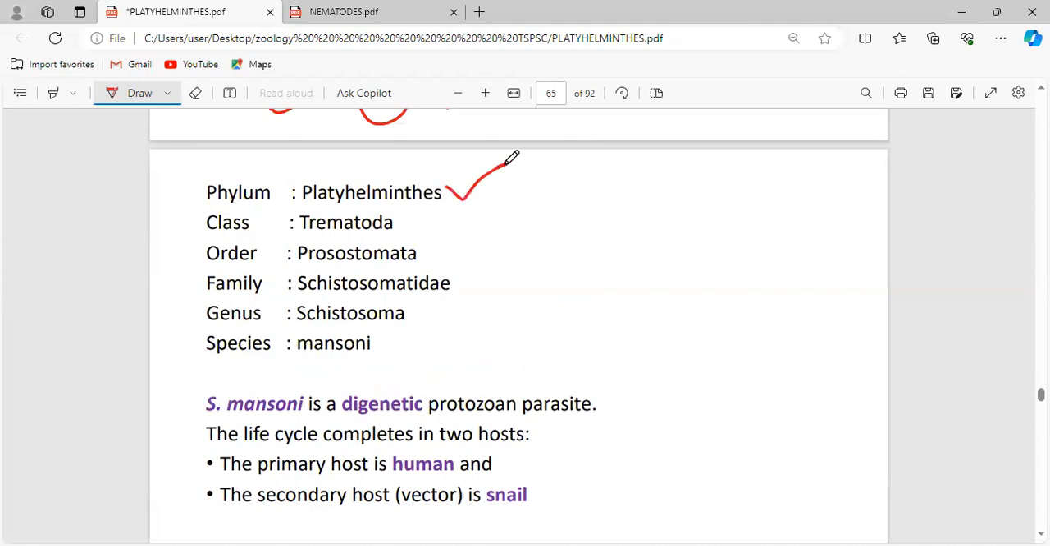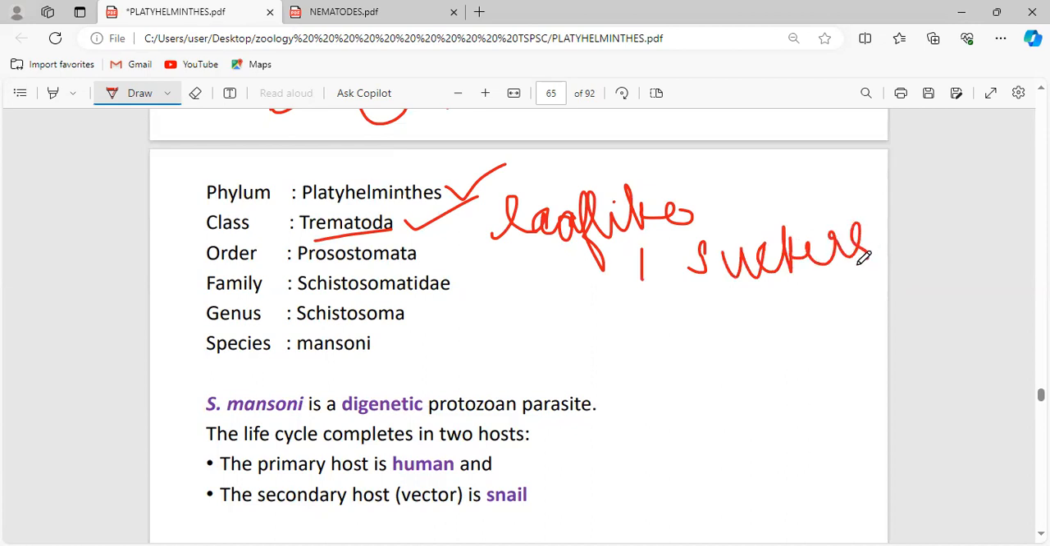It is placed under the phylum Platyhelminthes. It is placed under the class Trematoda. Trematoda means it is dorso-ventrally flattened and leaf-like in shape. Those parasites placed under the trematodes have two suckers, one oral and one ventral.